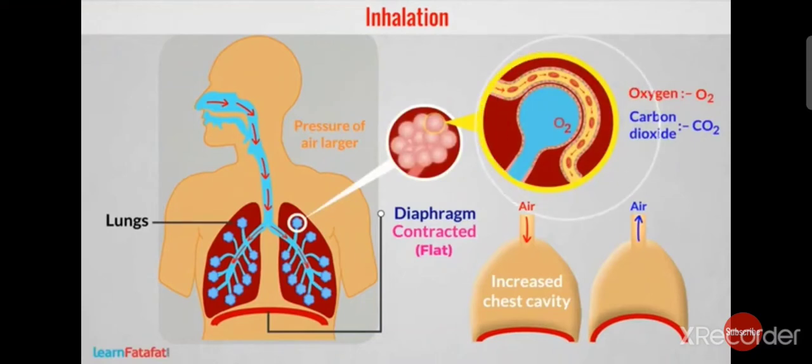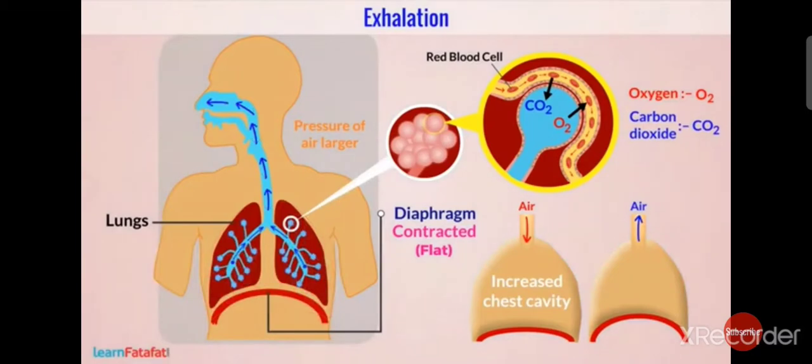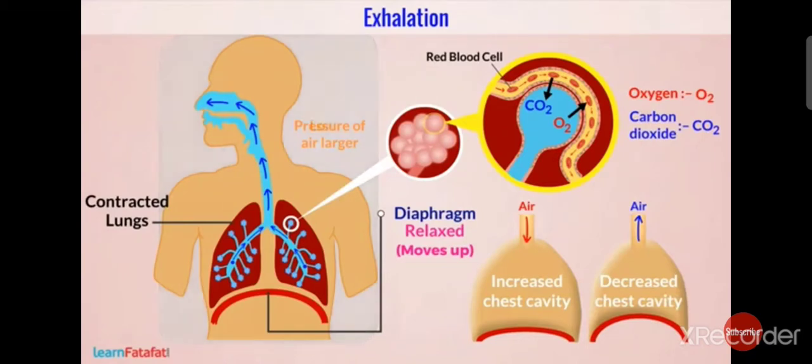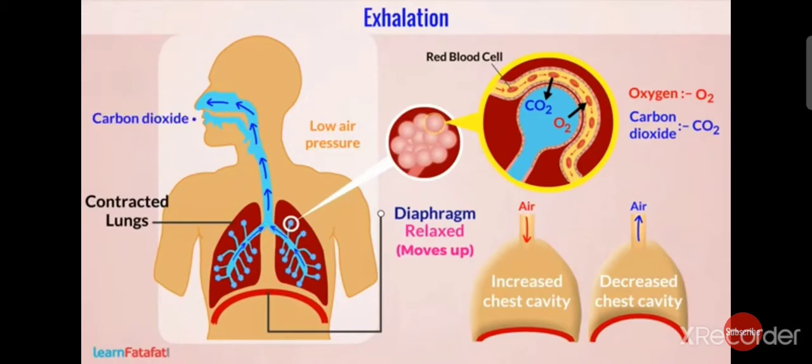After absorption of oxygen from air into blood and release of carbon dioxide from blood into the lungs, the exhalation begins. During exhalation, the diaphragm relaxes. It moves up and decreases the chest cavity, due to which the lungs get contracted, due to which the pressure of air inside the lungs becomes greater than the pressure of air outside the body. To equalize the pressure now, the excess air gets rushed out of the body through the nostrils. This is called exhalation.